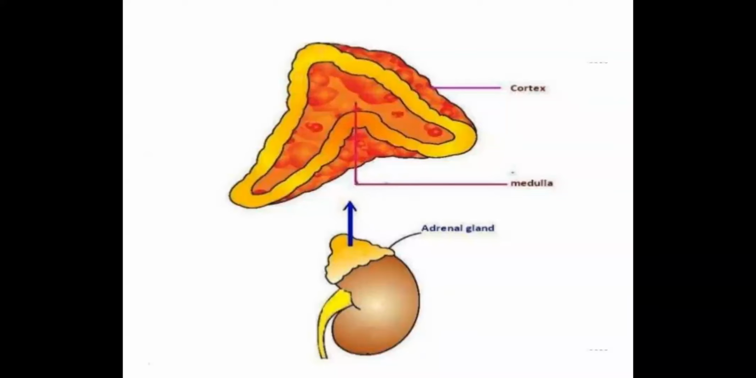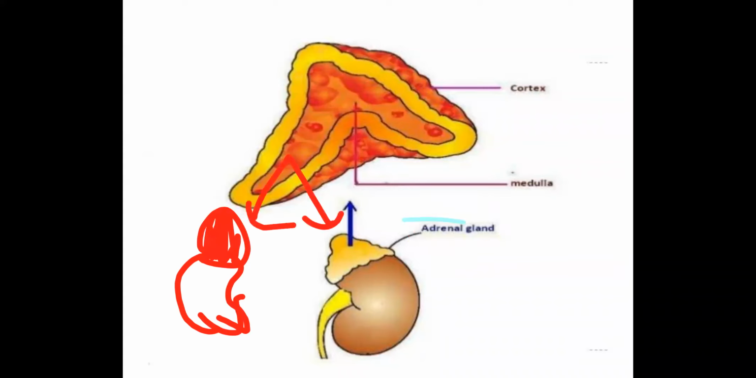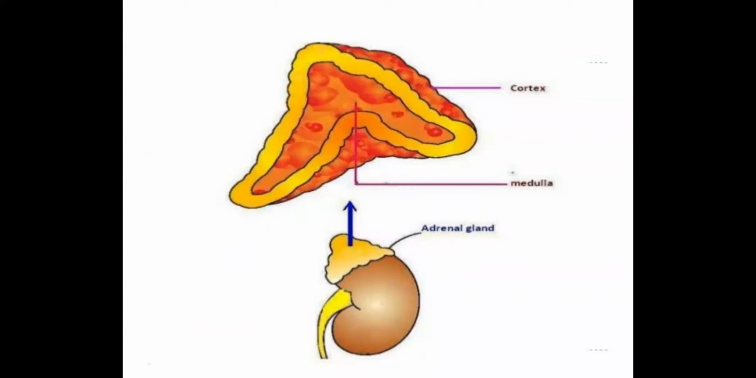The pair of glands. The adrenal glands are paired ones. We have a pair of kidneys, so upon them, a pair of adrenal glands you can see over there. One adrenal gland at the anterior end of each kidney. Because we have a pair of kidneys, we have a pair of adrenal glands over there.